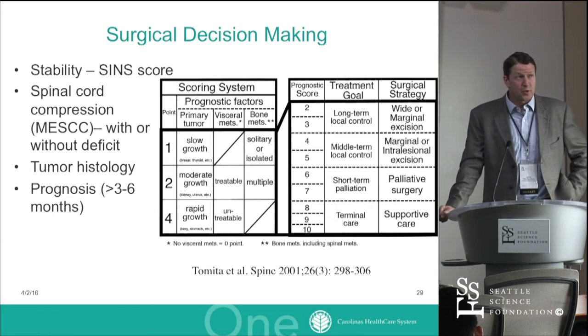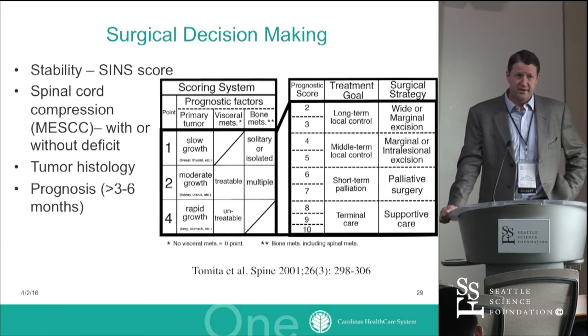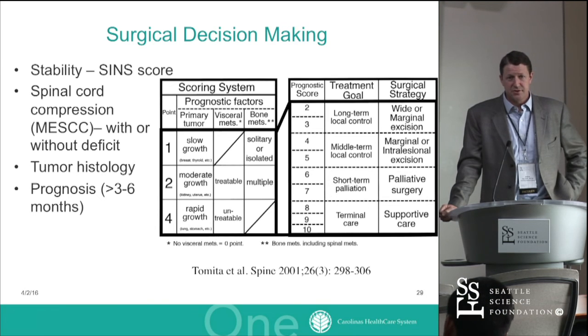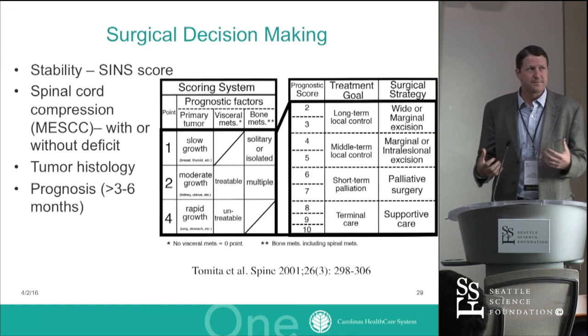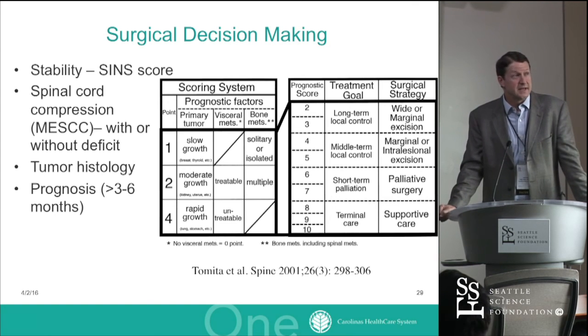So stability is important. So the SIN score is very, very important and an element of this. Spinal cord compression, which again we mentioned earlier, is another very important element to discuss. Then you have to think about tumor histology. You saw in that first case that we did some of our decision making based on his histology and his prognosis being in the shorter realm there.